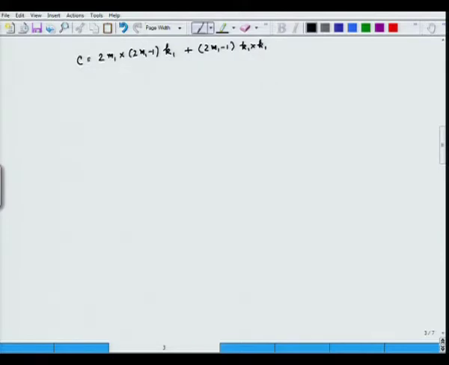So, this is the total number of cross points. So, I will now replace all k1s by n by m1, so that I have only one variable sitting in there, and I can take a derivative. So, k1 will be n by m1. So, this is what we will get.